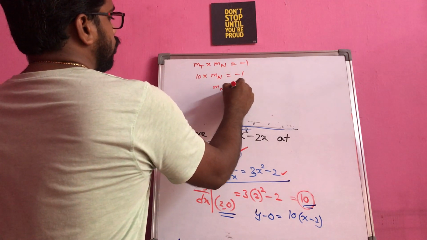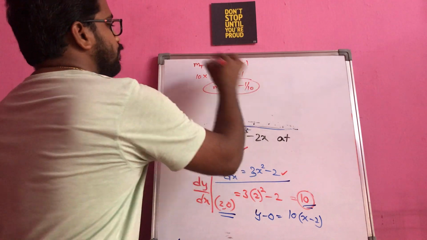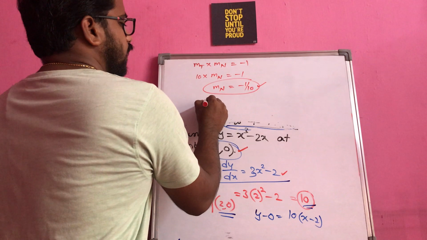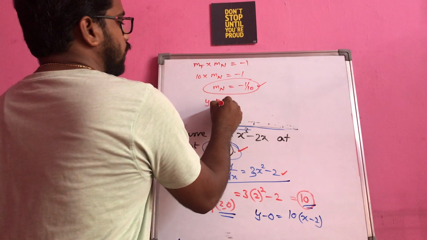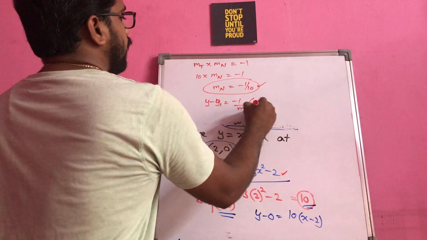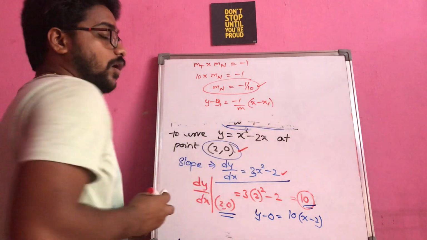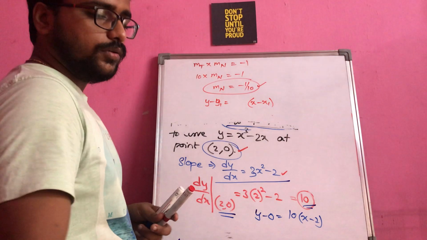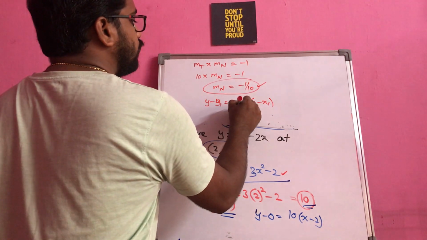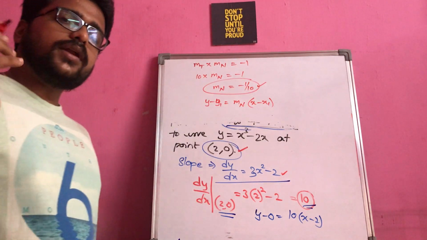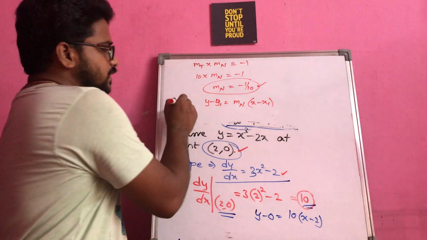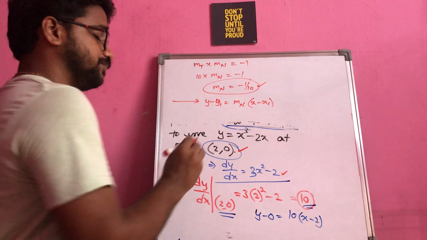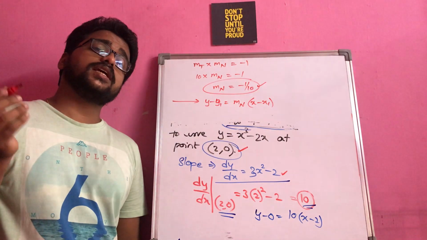So the slope of the normal will become -1 by 10. When you know the slope of the normal, you can still use the same equation, y minus y1 is equal to -1 by m times x minus x1. As you are finding the equation of the normal now, you can just represent here the slope of the normal. Whatever equation you are finding, it is the standard equation that you have to use.